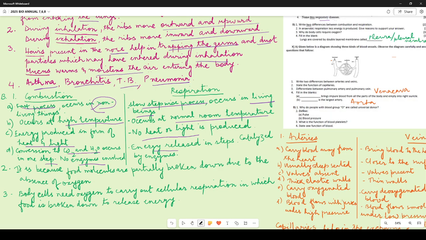Here, energy is released in steps catalyzed by enzymes. So, enzymes help this process to proceed. Without enzymes, this process will not be able to occur because this is a biochemical process. Biochemical means a chemical process which is happening inside a living organism. Okay.